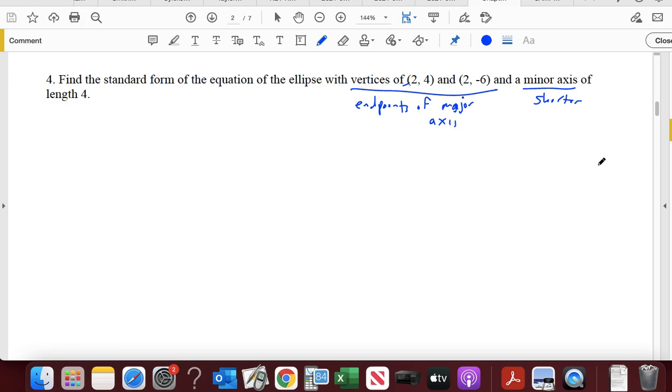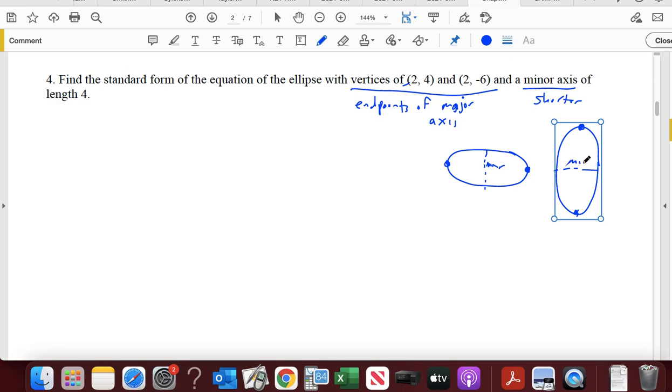So what I mean by this, remember, if you have an ellipse like this, then here are your vertices, and that's the major axis, the length of it. Whereas if you had an ellipse like this, these would be your vertices, and that's the length of the major axis. So you've got your minor and your major. So just a quick refresher there. Okay, so let's sketch it out. All right.